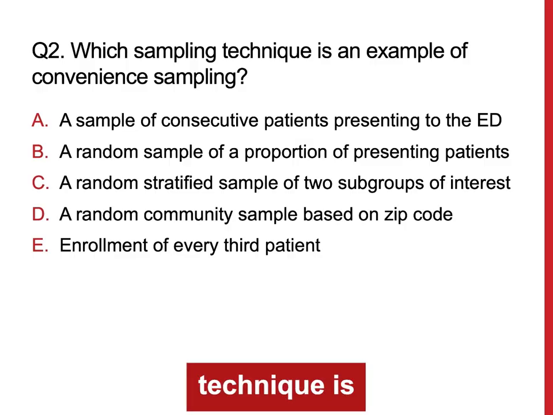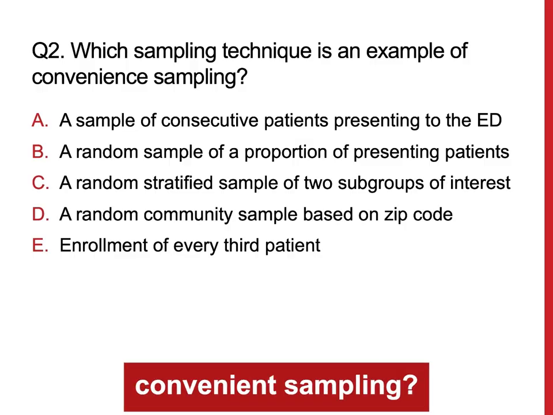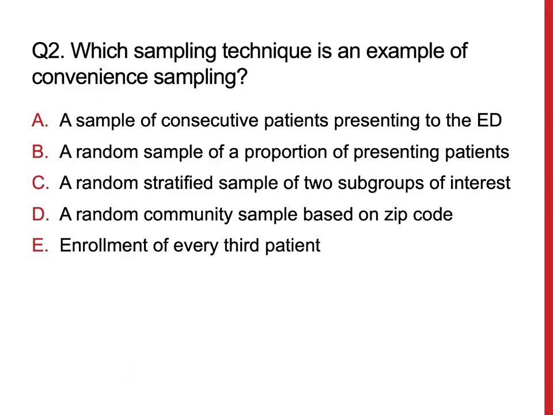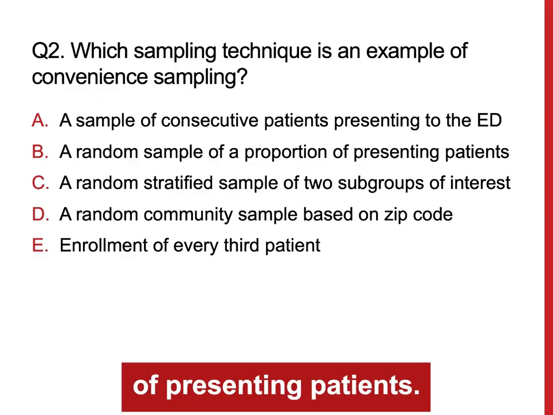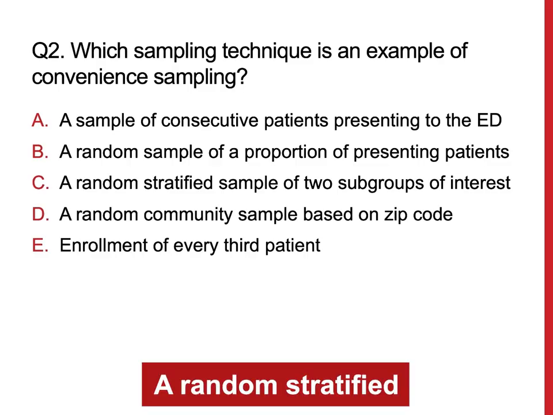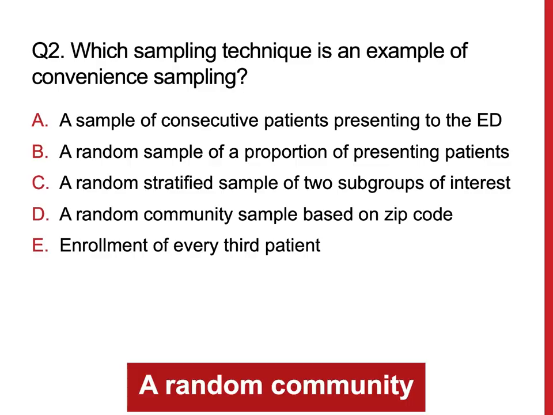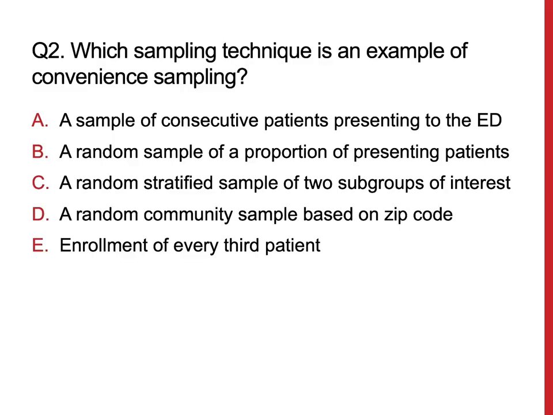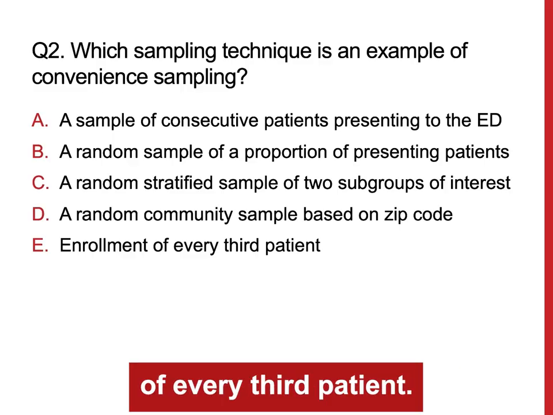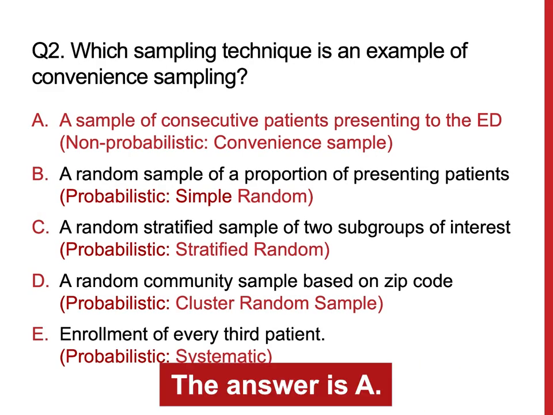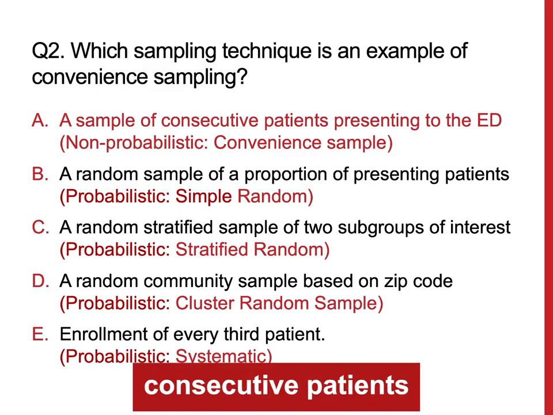Which sampling technique is an example of convenience sampling? A sample of consecutive patients presenting to the ED, a random sample of a proportion of presenting patients, a random stratified sample of 2 subgroups of interest, a random community sample based on zip code, or enrollment of every third patient? The answer is A, a sample of consecutive patients presenting to the ED.